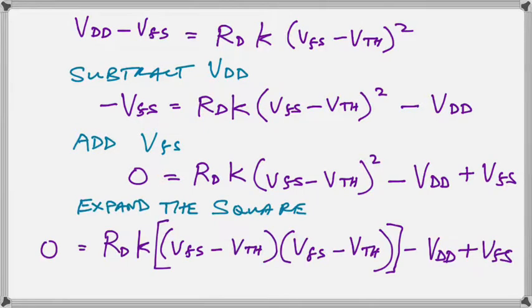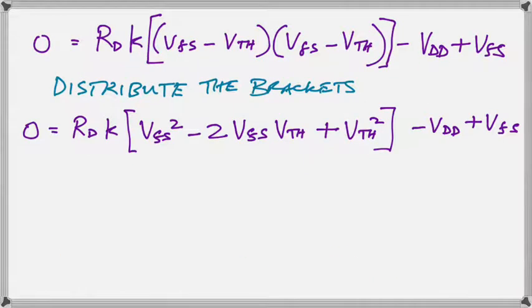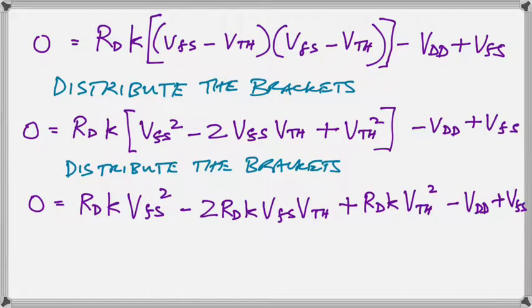The next step now will be to expand the square and multiply it out, which is actually called distributing the brackets. Finally, we have to do that again to get rid of the larger bracket and to distribute the RDK across the three terms inside there. So now we have 5 terms in the expression, all equating to 0.